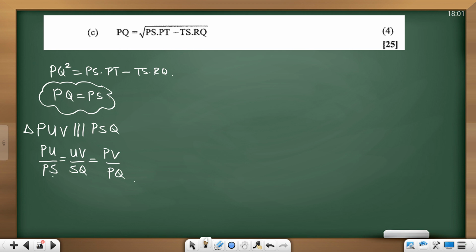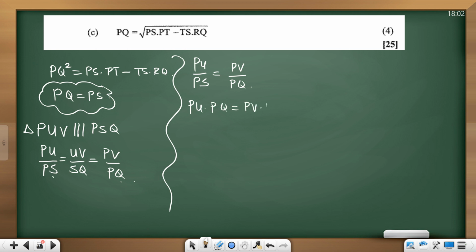Our focus is on PQ and what? PS. Okay, let's see. What do we have? Because it's not giving us sufficient what? Information. What do we have? PV over what? PQ. Is that fine with you? All right. If we were to cross multiply, what are we going to get? PU, PQ equals to what? PV and PS.